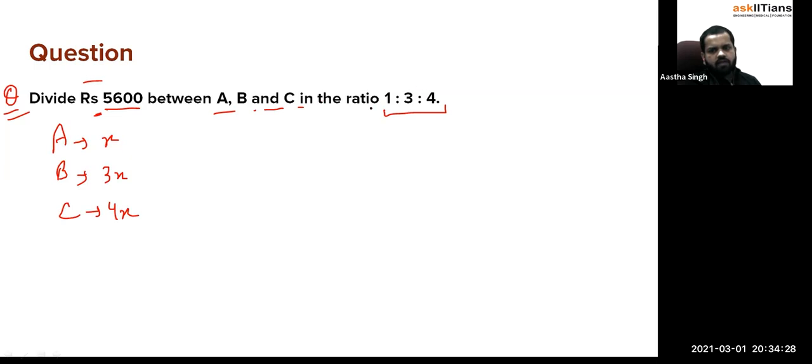These are ratios, okay? These are not absolute numbers. So you can suppose that the first number is x, then B will be 3x, and then C will be 4x. So these are basically your numbers.